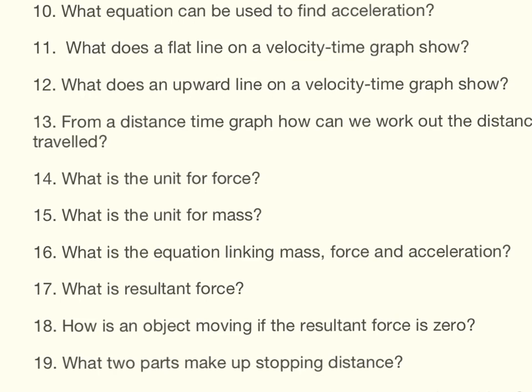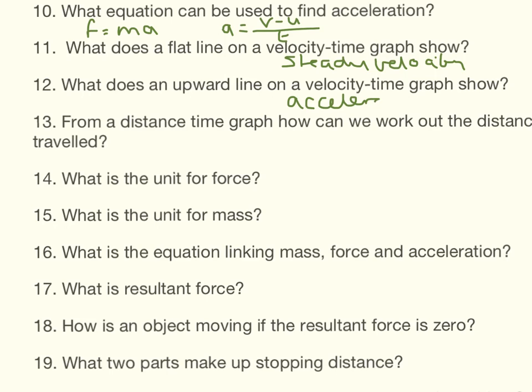Here are the next set of questions for you. So there are two equations that can be used to find acceleration. Force equals mass times acceleration, or acceleration equals final velocity minus initial velocity divided by the time taken. What does a flat line on a velocity time graph show you? This is going at a steady velocity. And an upward line is showing acceleration. From a distance time graph, you can work out distance travelled as the area under the graph.